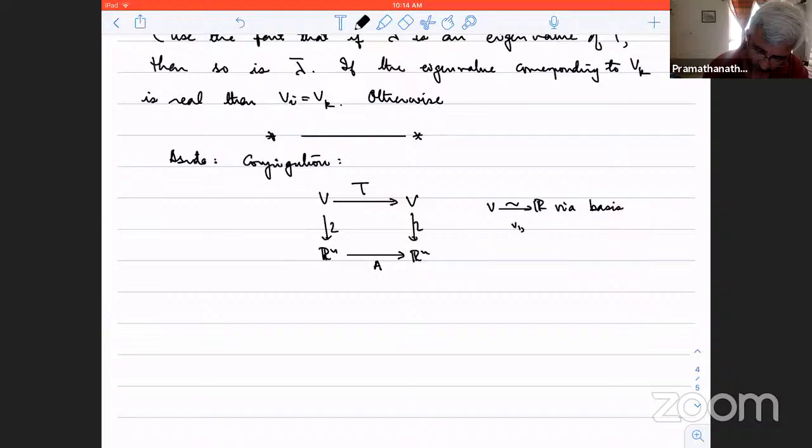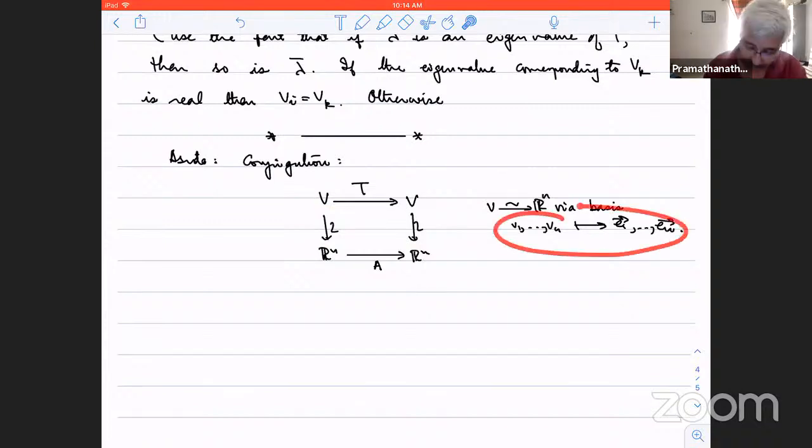Okay, so you've chosen some basis Vn, and that goes to the standard basis E1 to En. The important thing is that these two isomorphisms are exactly the same. You're taking this isomorphism. Now take a vector V.